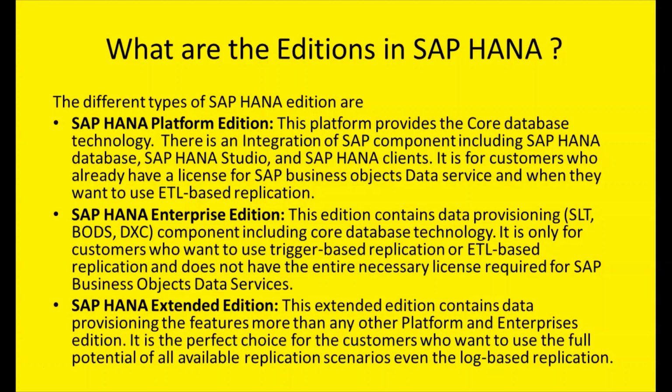So SAP HANA Enterprise Edition, this edition contains data provisioning, SLT, BODS, and DXC components, including core data technologies. It is only for customers who want to use trigger-based replication, that is ETL-based replication, and do not have the entire necessary license required for SAP Business Objects Data Services, that's BODS. So if they don't have, then we'll go for SAP HANA Enterprise Edition.